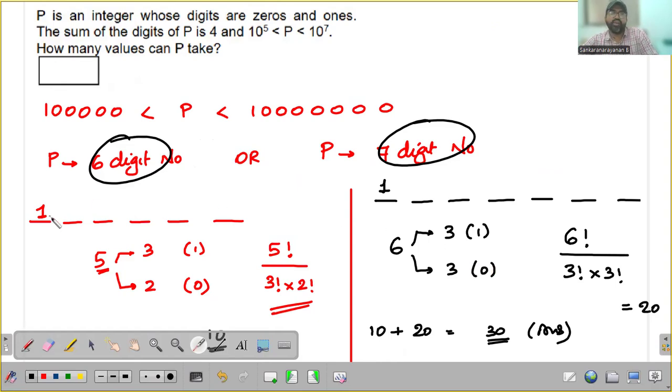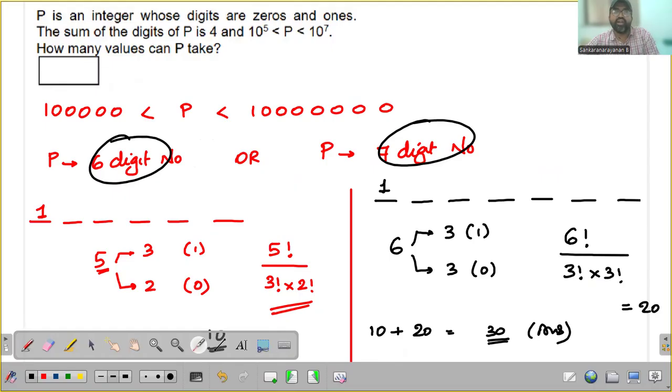So it will be something like 1, 1, 1, 1, 0, 0. Or 1, 0, 1, 0, 1, 1. Like that, possibilities could be there. Okay, so the number of ways that this can be done, this comes as 10 and this comes here as 20. All put together 10 plus 20, 30 it is the scenario.